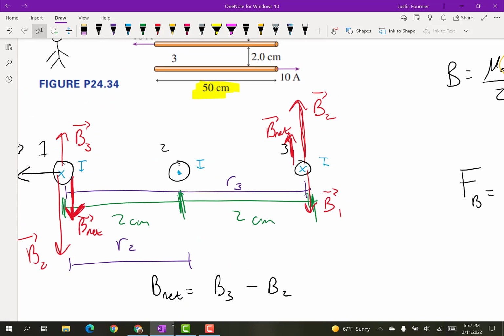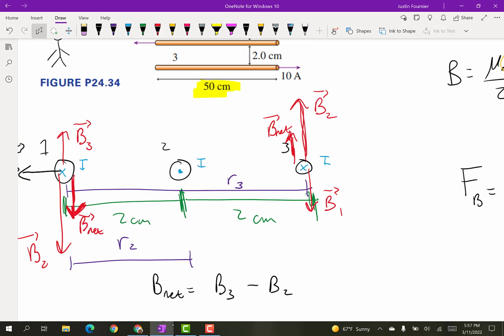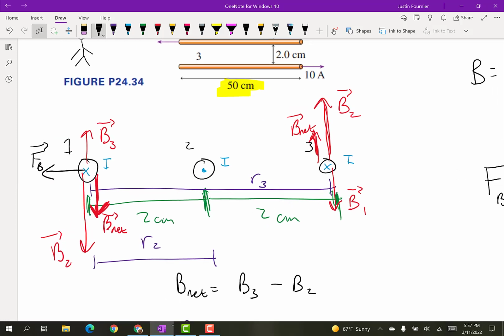But again, I can use my right-hand rule. My current goes into the page. The magnetic field points up. My fingers point up. And I see that the force points to the right instead. So there's the magnetic force on current 3. And here's the magnetic force on current 1. So current 2 feels no magnetic force.